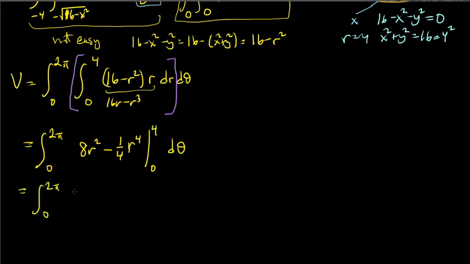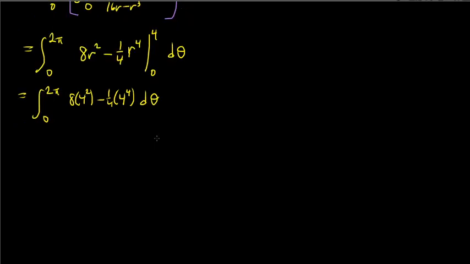Okay. So this is going to be 8 times 4 squared minus 1/4 times 4 to the 4th, minus 0. When you plug in r equals 0, you just get 0 minus 0. So that shouldn't be hard. This is going to be 16 times 8, which is 128. And then this will be 4 cubed, which is 64. So 128 minus 64 is just 64.